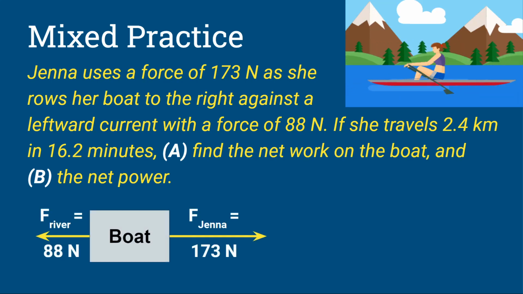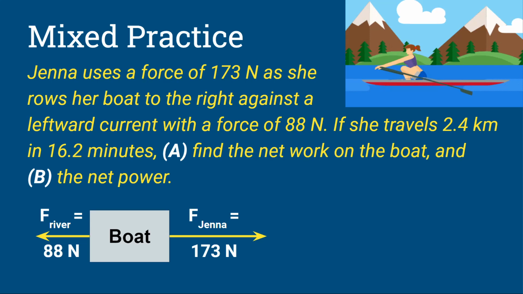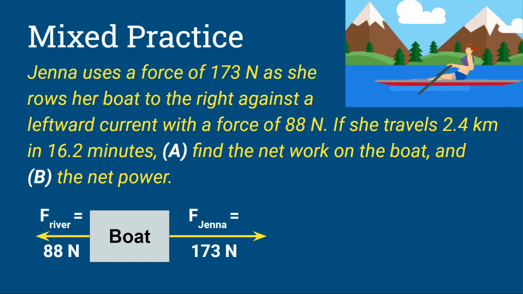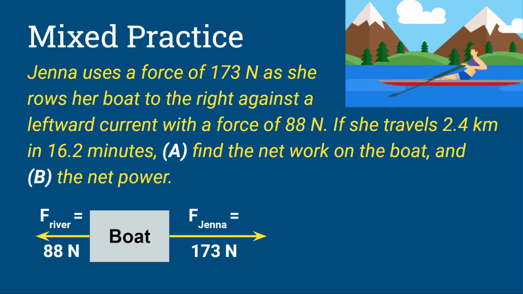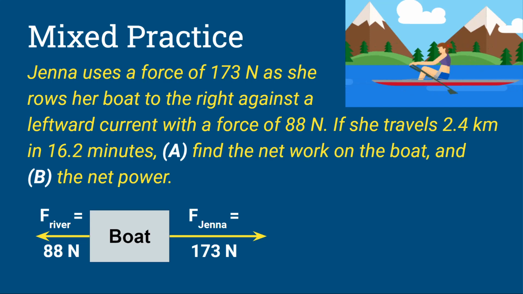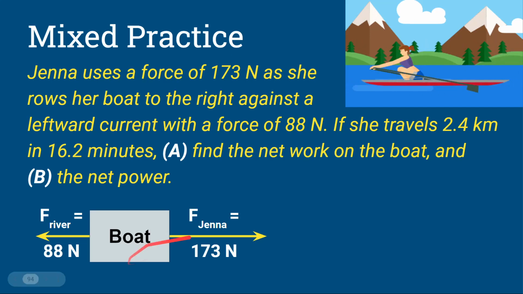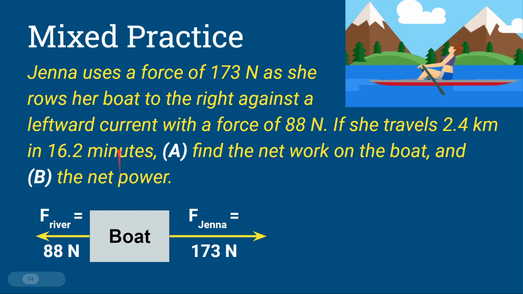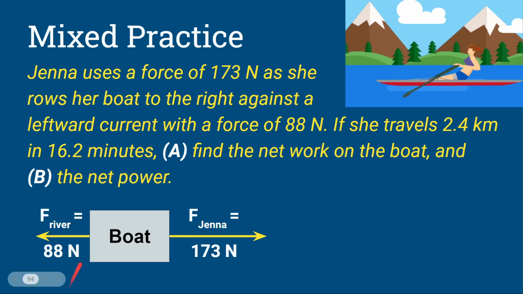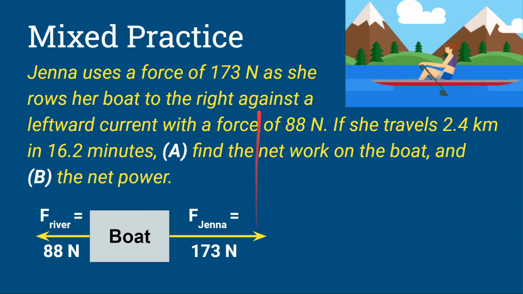Okay, and so I'm going to say that Jenna is applying a force of 173 newtons, and she's doing so against the current of the river, which is 88 newtons in the other direction. Okay, and so this is what my free body diagram looks like for this scenario. I drew the current to the left, hers to the right.